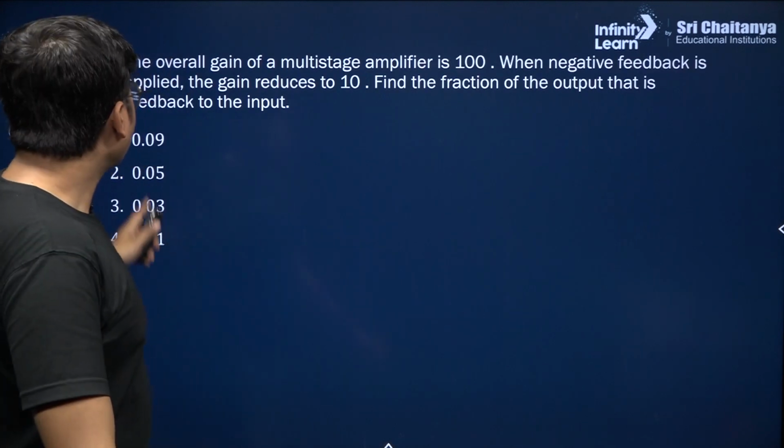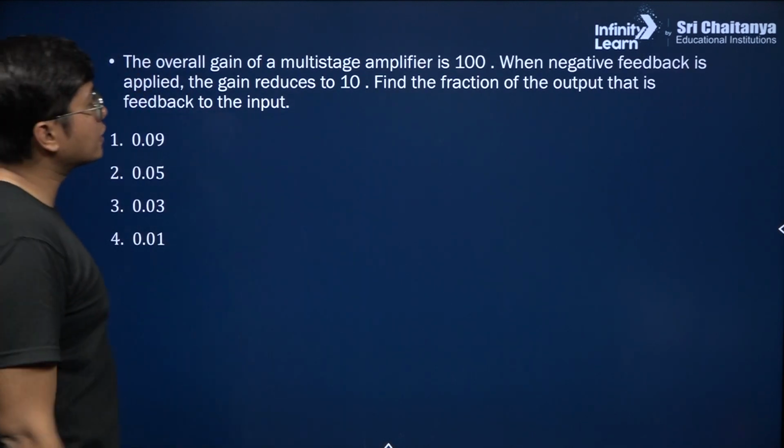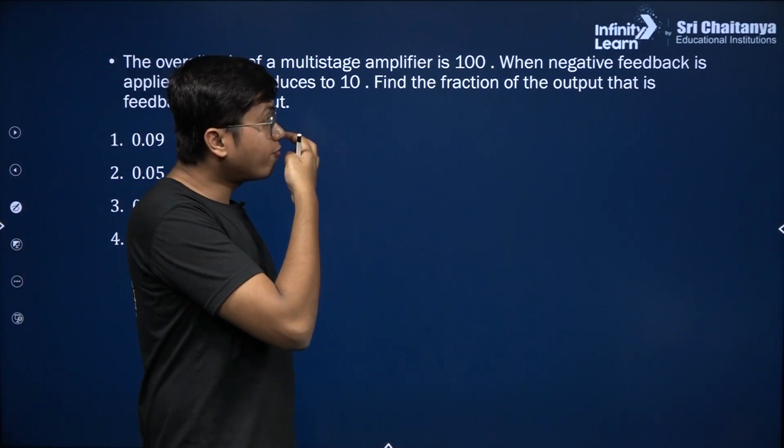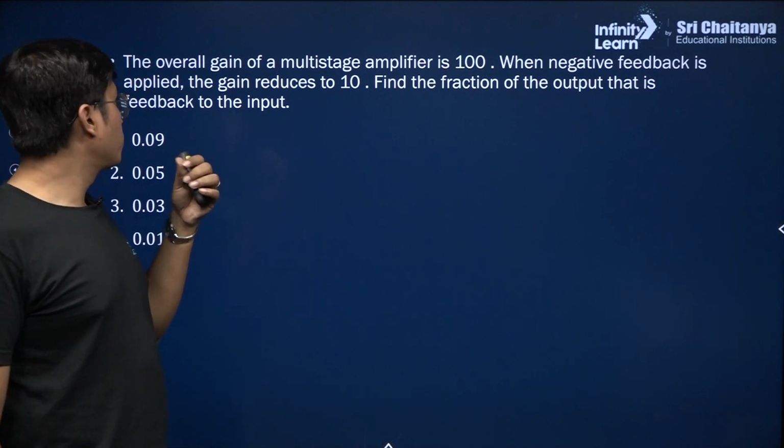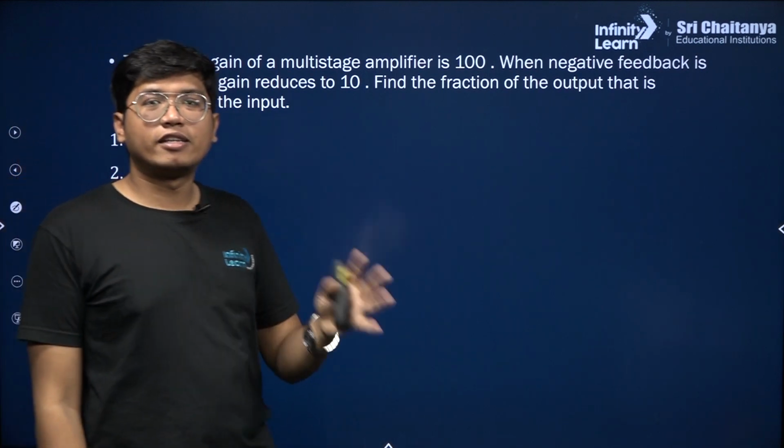Okay. Next, it says that the overall gain of a multi-stage amplifier is 100. When negative feedback is applied, gain reduces to 10. Find the fraction of output that is fed back to the input. This is again a direct formula.